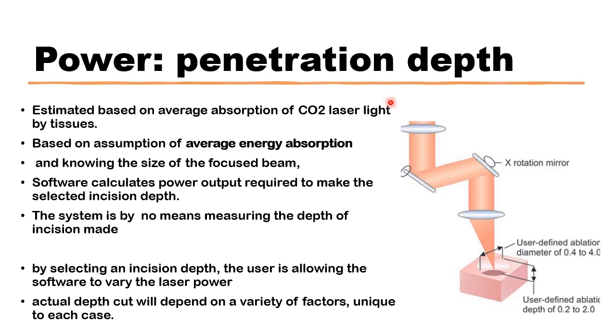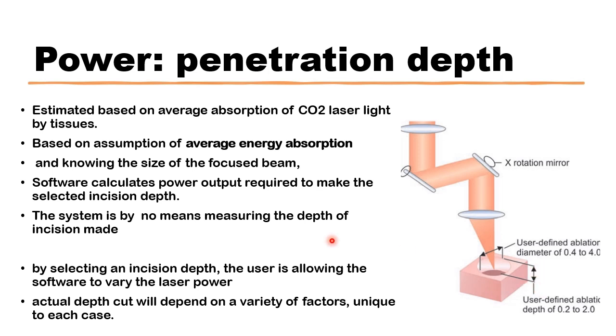The software of the machine would have to take into account the average energy absorption of that target tissue stored in the software, and accordingly calculates the amount of energy needed to achieve that depth. So it's not just that the surgeon would require something and the machine is going to deliver it, like the length. Here the machine would have to recalculate the amount of energy needed to achieve the depth.